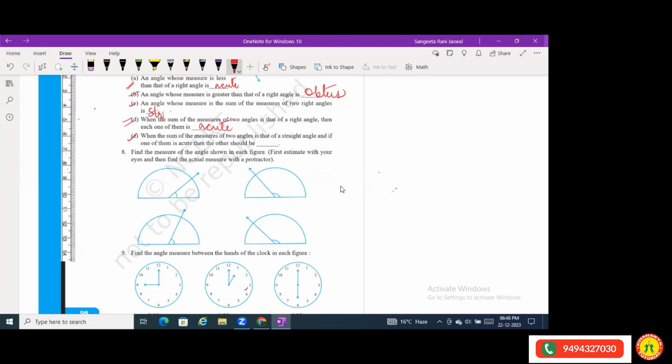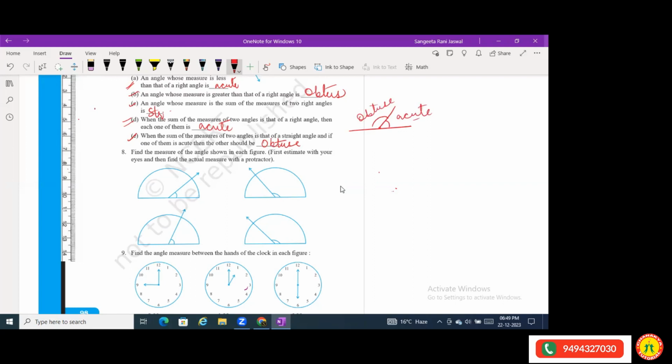Yes, Sritej, read it and tell the answer. When the sum of the measures of two angles is that of a straight angle, and if one of them is acute, then the other should be, ma'am, is it obtuse? Yes, then the other should be obtuse. Okay. Suppose this is a straight angle, a straight line. If one angle on this is acute, then the other is obviously obtuse. Okay?